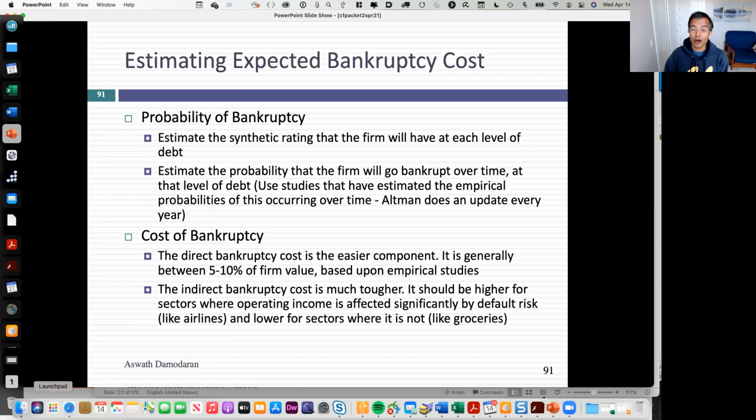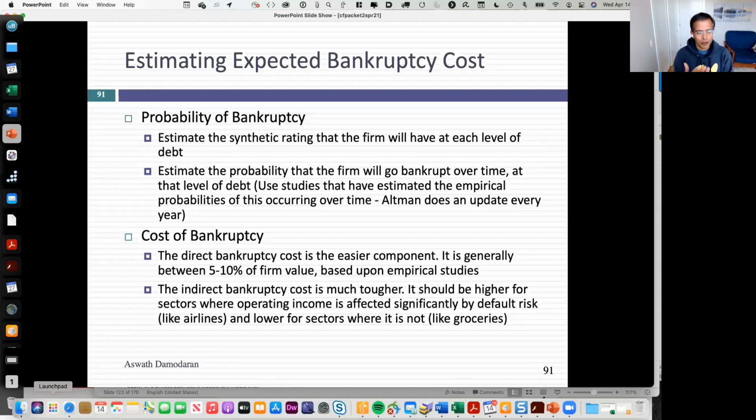One is the direct cost. Remember we talked about being in the legal system and how it sucks up your value? That cost is about 5 to 10% of firm value. There are studies that show that if you look at any going concern, the direct legal cost is about 5 to 10%. The indirect cost, though, varies widely across companies.